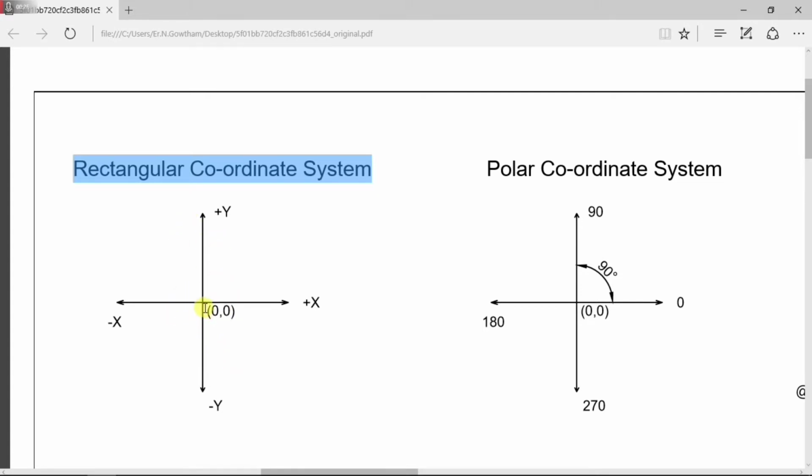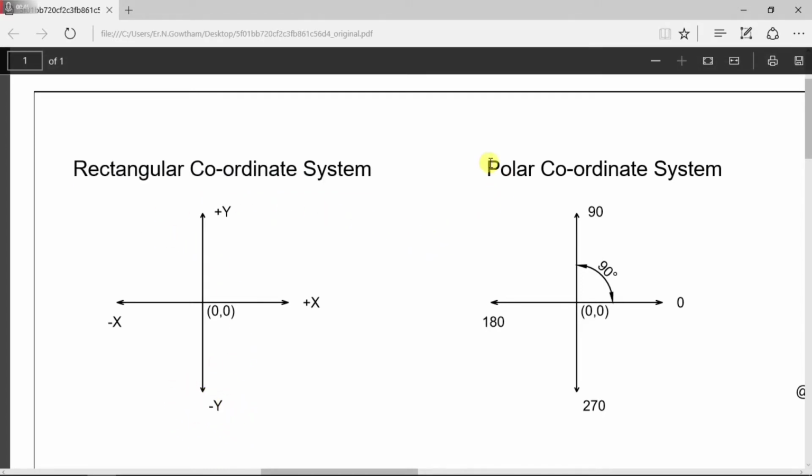In horizontal, if you are moving to the right side, then we have the positive x-axis. Moving on the left side, we have the negative x-axis. In the same way, if you are moving upward, it is positive, and if you are moving downward, it is negative. So this is called the rectangular coordinate system.